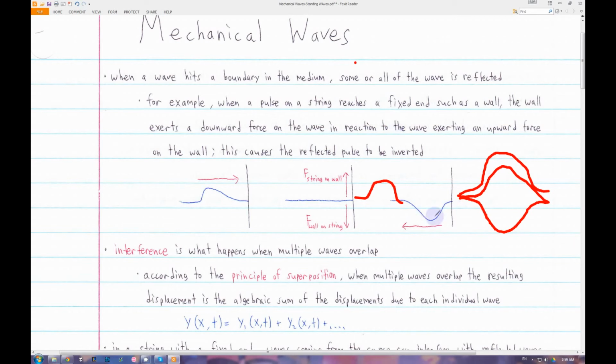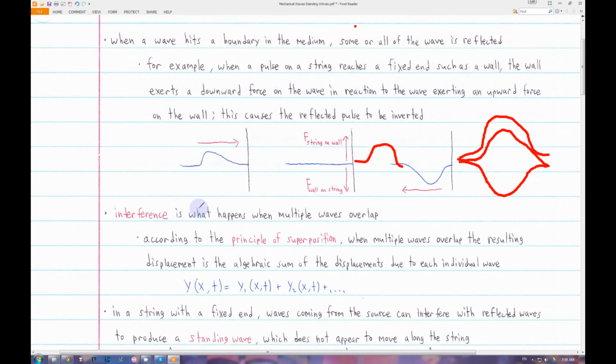So what happens when this reflected pulse and we have another pulse traveling in the opposite direction? What happens when they overlap? Well, when two waves overlap, we have what's called interference. And so we can find the total displacement at a point when multiple waves overlap by just adding the displacements due to each individual wave. And this is known as the principle of superposition.